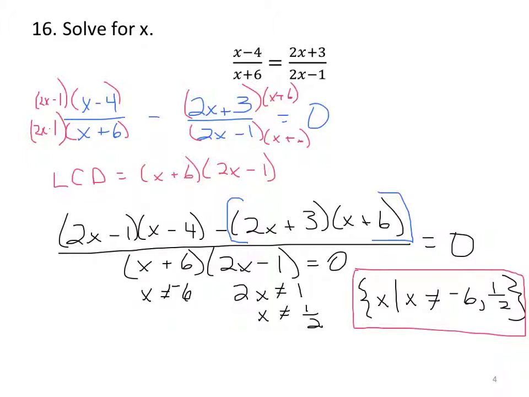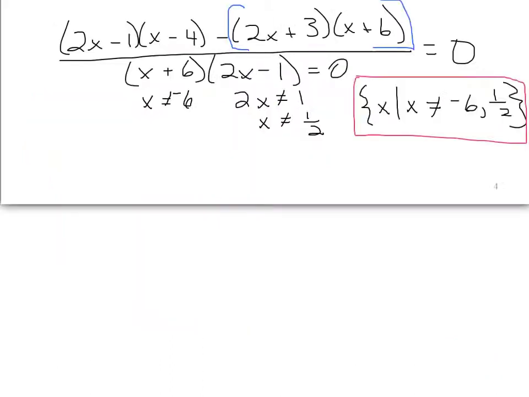And at this point, now that we've figured that out, we don't need the denominator anymore, because the only reason we needed the denominator was to know what values of x would make it 0. Now let's work on the numerator.